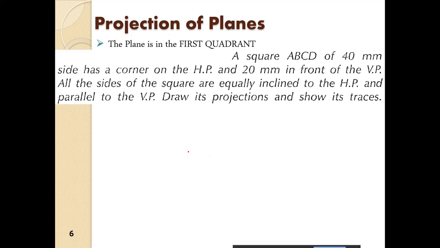So we have a square ABCD of 40 mm sides, and it is 20 mm in front of the VP, and all the sides of the square are equally inclined to the horizontal plane and parallel to the vertical plane. Alright. So it is parallel to the vertical plane. Draw its projection and show its traces. So definitely, since it is parallel to the vertical plane, no vertical trace. Alright.